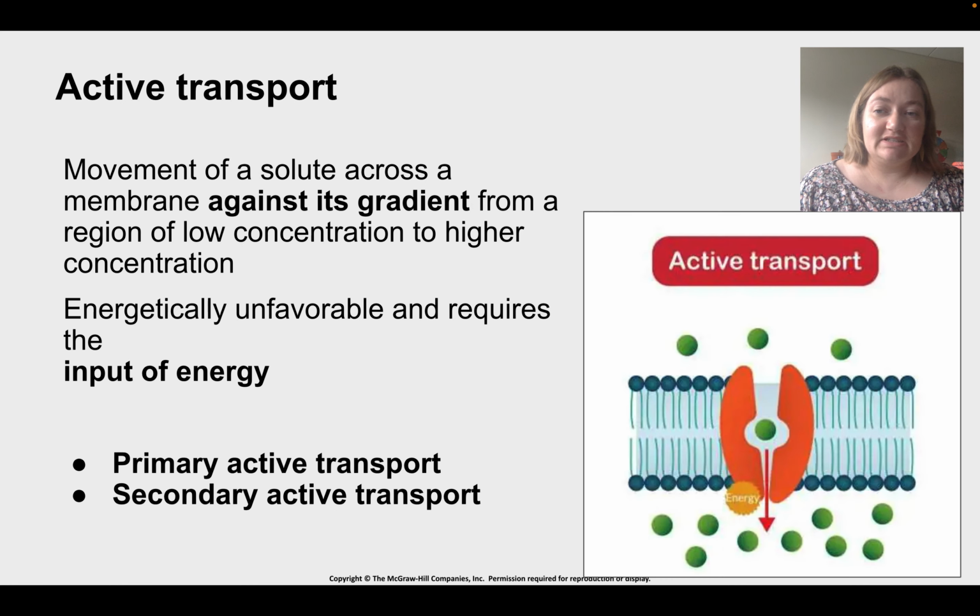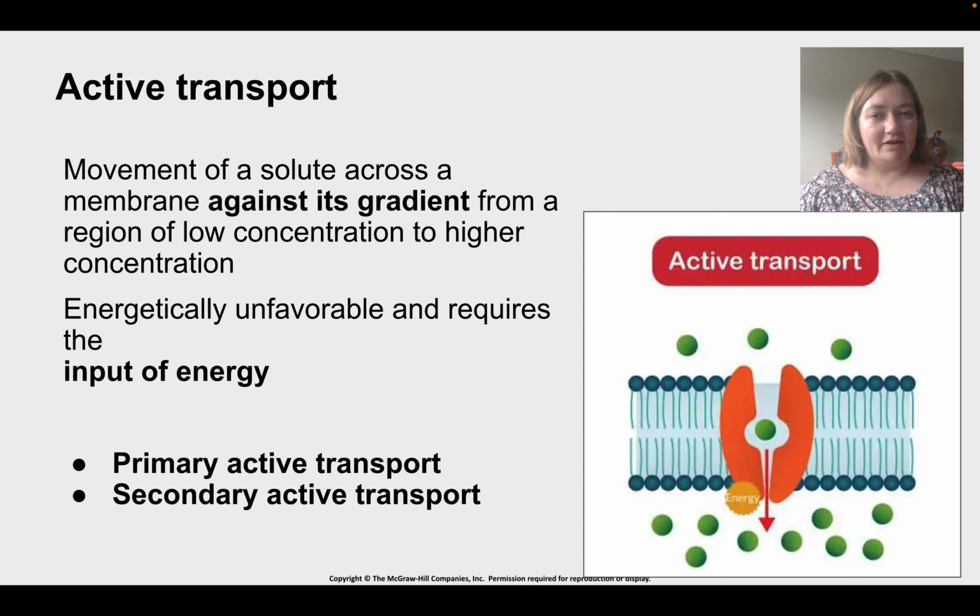Now our last type of transport is active transport. Active transport is different in that we're moving molecules against their gradient. We are moving molecules from areas of low concentration to an area of high concentration. This is opposite from diffusion, right? This is opposite from simple diffusion and facilitated diffusion, which together would be passive transport because they don't need energy.